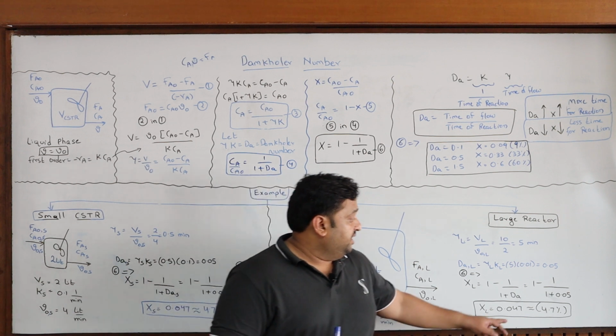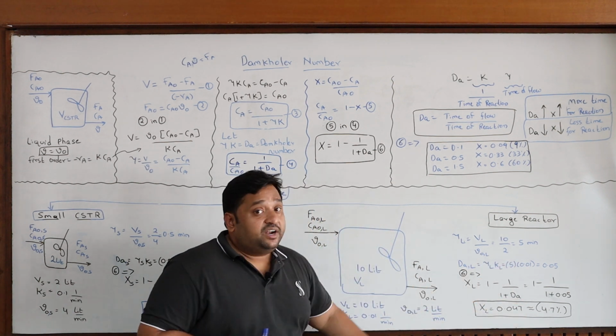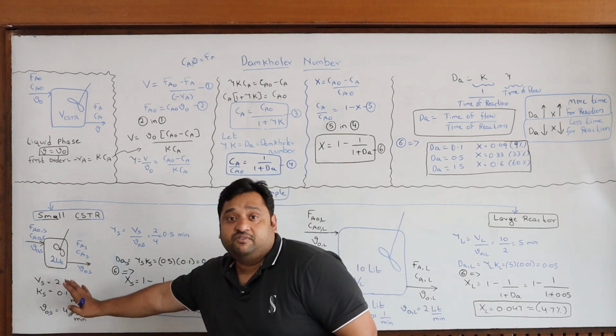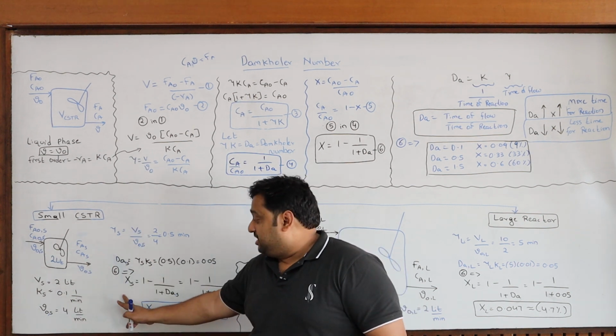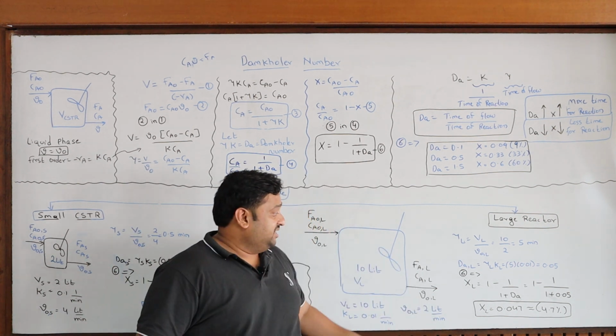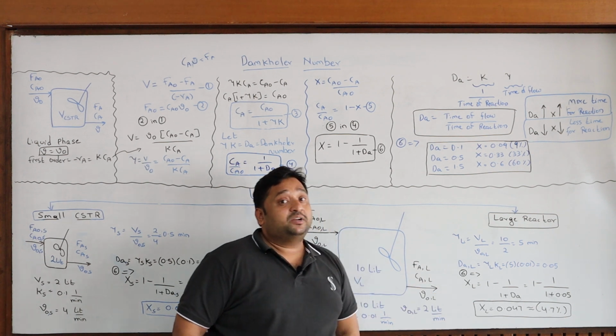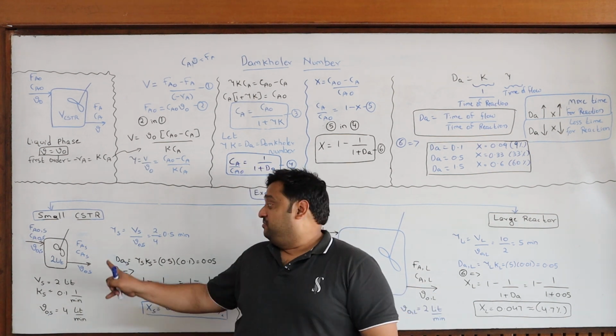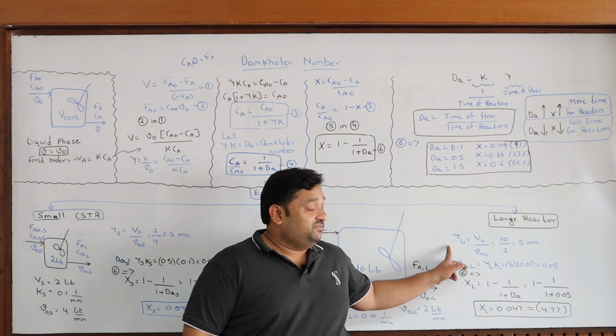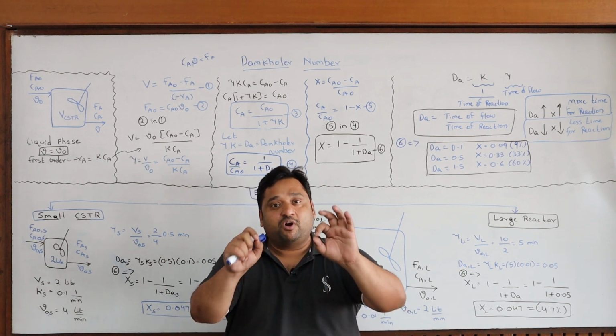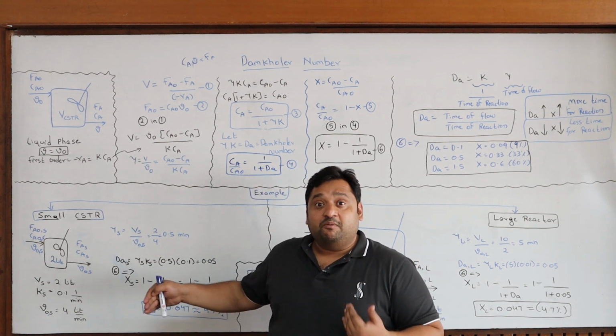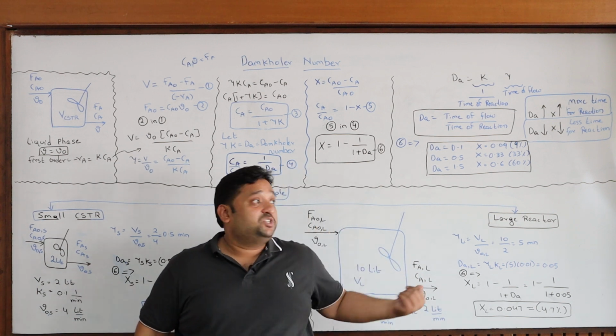Imagine these values are different, these values are different. Still, the conversion here is 4.7%. The conversion is 4.7% because the Damkholer number of this reactor and the Damkholer number of this reactor are the same, which is 0.05. Now you can compare the efficiencies of the reactors, which one is best.